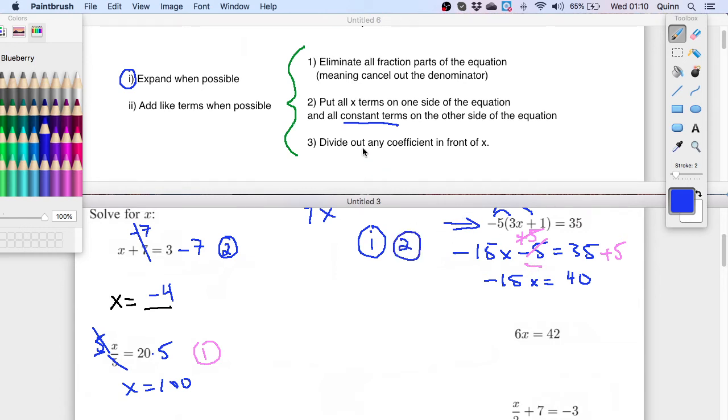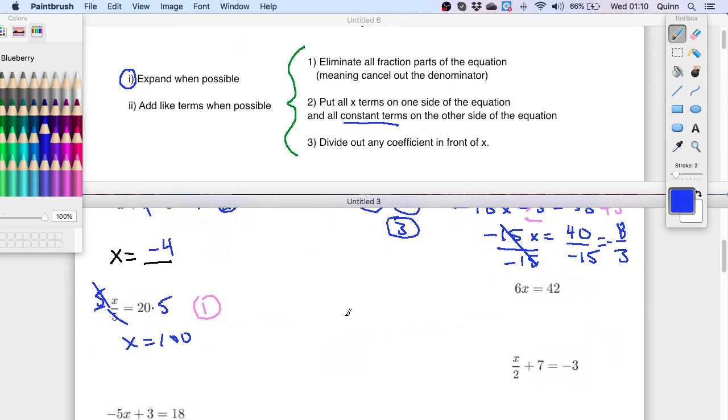And finally, step 3 is divide out any coefficient in front of x. So if I divide this by negative 15, they cancel, and I would divide this by negative 15. So I used step 3 in this as well. So like I said, I only used step 2 and 3 in this one. The main thing is looking at these and following these steps. If we reduce this, we get negative 8 over 3, because they're both divided by 5.